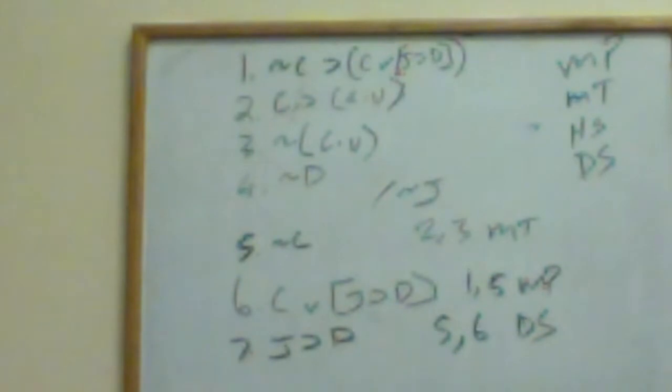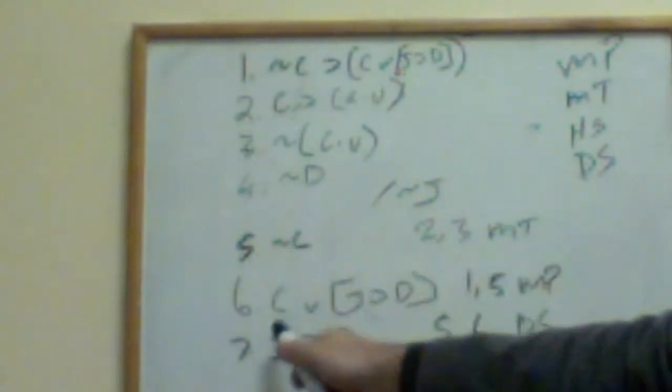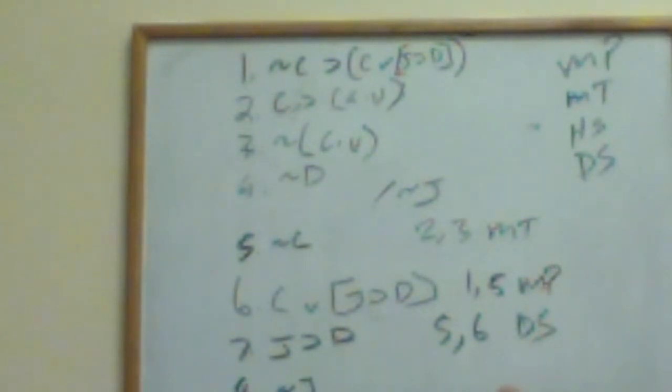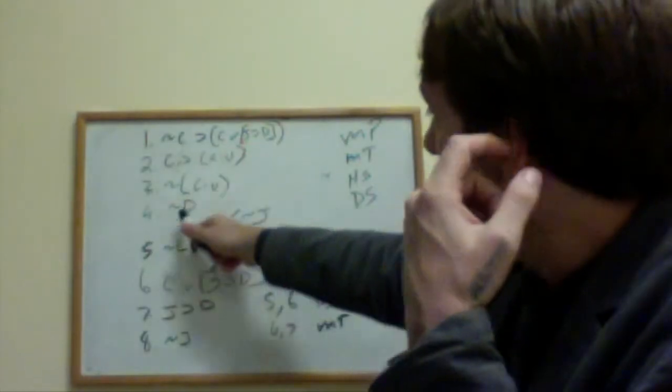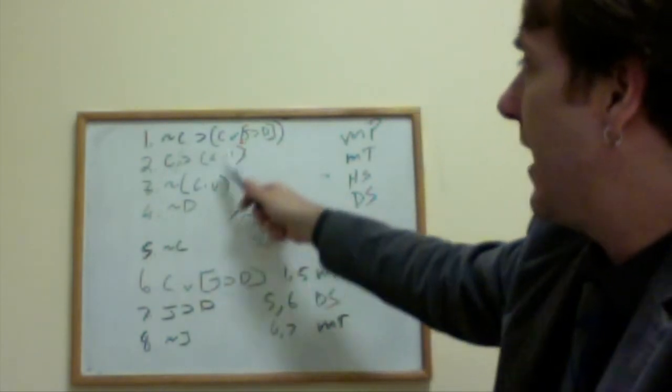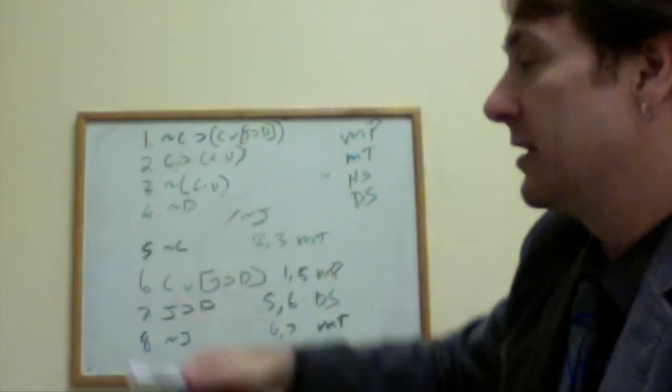And now we're done. We have tilde D on line 4, we have J horseshoe D on line 7, so we can write line 8, tilde J, and we can say that we got that because lines 4 and 7 are modus tollens. So now notice, we wrote 4 lines given what was already there, and we were able to show that in fact this conclusion does follow validly from these premises.